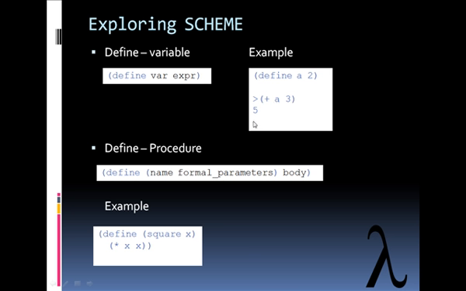The syntax for procedure definition is define name formal parameters body. For example, let us create a procedure square which takes one argument and returns its square. Square is the name of the procedure definition in the environment. X is the formal parameter and multiply X X is the body of the procedure. When the procedure is called, for example square 8, X will be replaced with 8 and the value of the expression becomes 64 and it will return it.